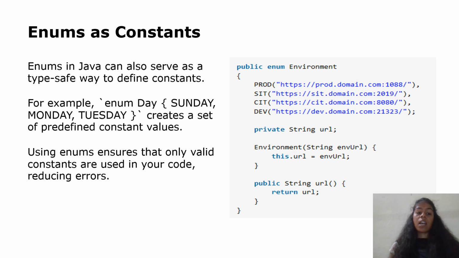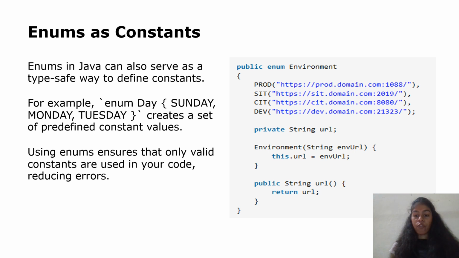Enums as constants. Enums in Java can also serve as a type-safe way to define constants. For example, enum Day { Sunday, Monday, Tuesday } creates a set of predefined constant values. Using enums ensures that only valid constants are used in your code, reducing errors. And here you can see some code.